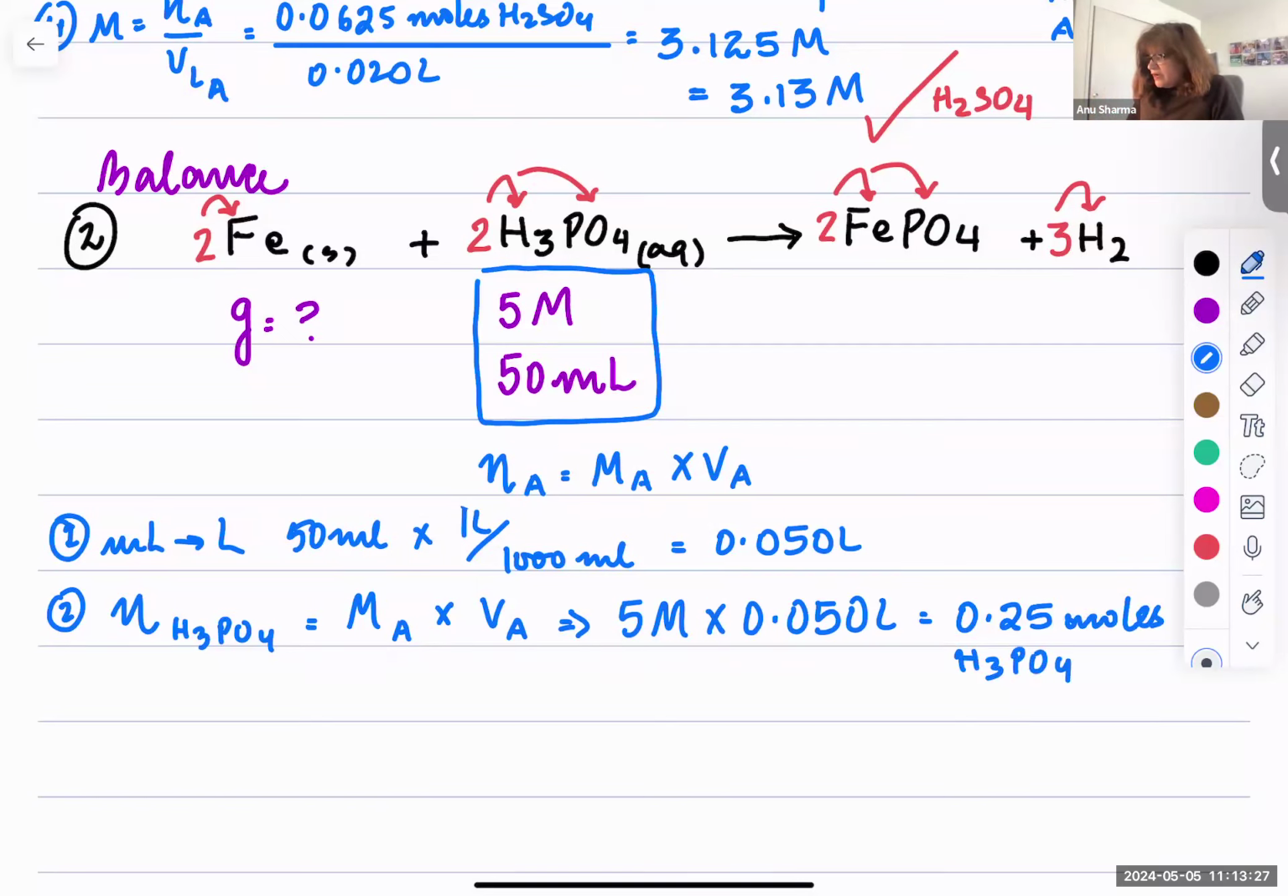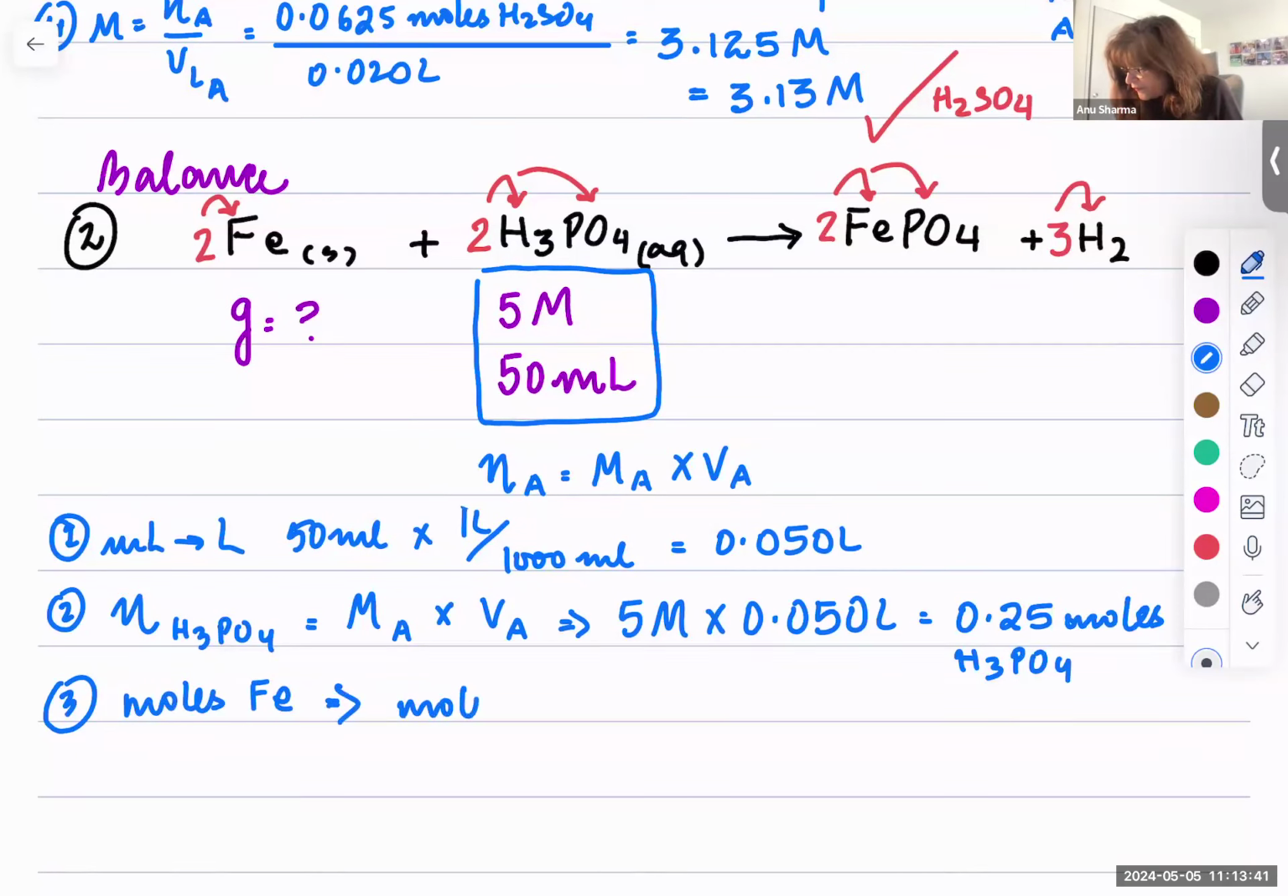All right, next is moles of H3PO4, and we need to find the moles of iron. Moles of iron, how do you find them? You take the moles of H3PO4, multiply that by the mole to mole ratio. So 2 moles of iron are needed to react with 2 moles of H3PO4. So for those of them, it's the same thing.